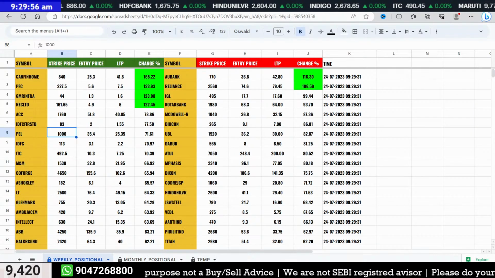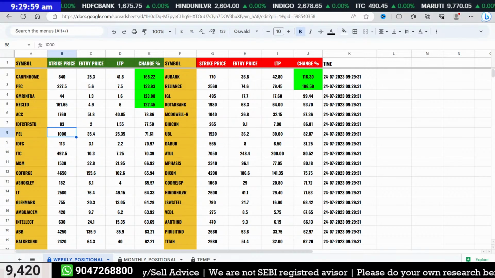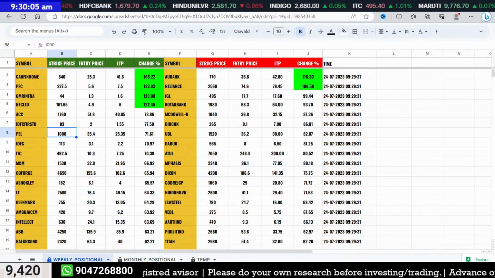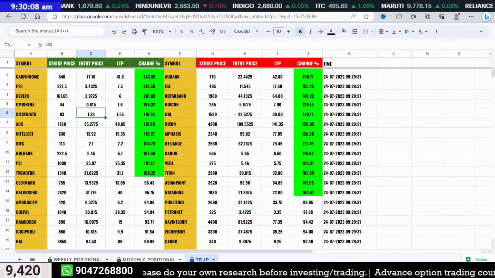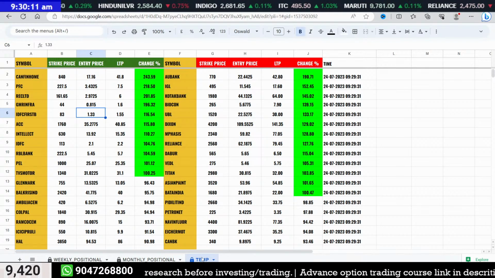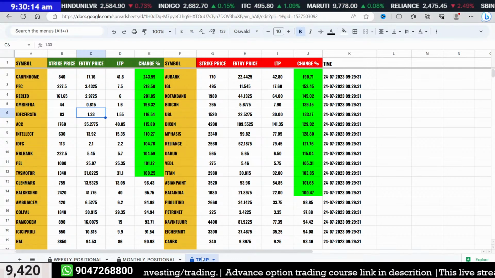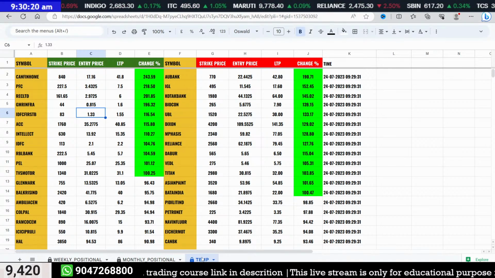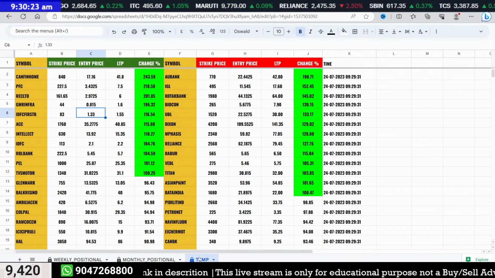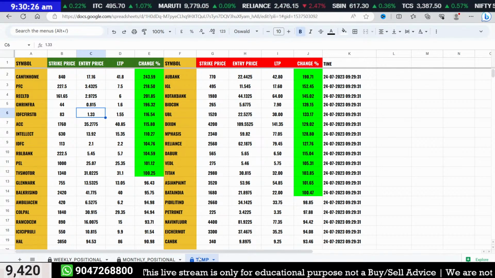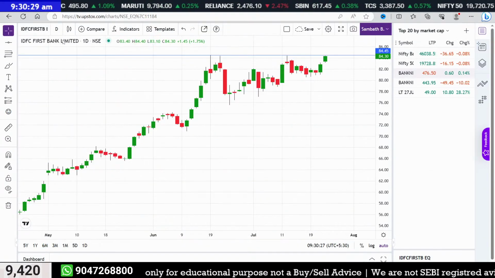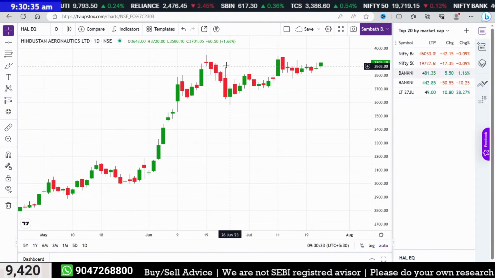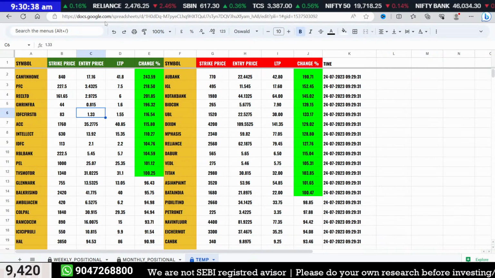Okay, that's right. REC went higher. It's happening on HAL. Very flat. It was a good move. After that, it is very flat. So we don't get any chances.